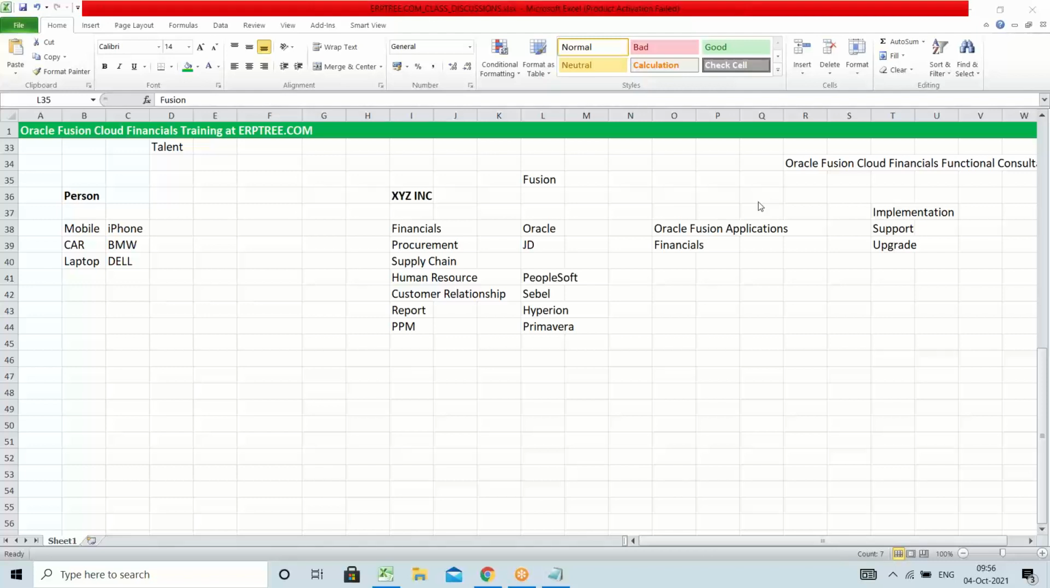Lakshman, I want to understand the role of an Oracle Fusion functional consultant. As you said, we are taking the financial module from Oracle. What is different here when we talk about Fusion? Do we need to learn other modules, procurement, supply chain? What is different between Oracle Financials and Oracle Fusion Financials?